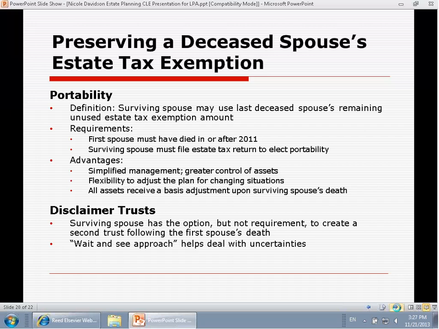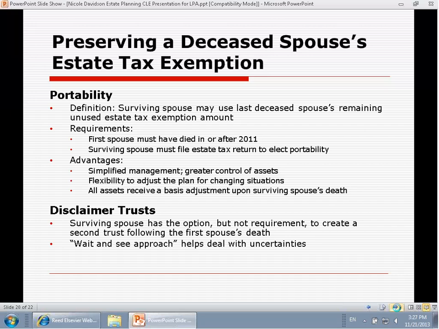So this will be something to consider mostly for clients that are hovering around that $5 million mark, and they may go over it, but you want to consider whether the estate is growing or decreasing. There are a number of factors to think about here, and when in doubt, I think it's best to file the return and elect portability so that the exemption is not lost.